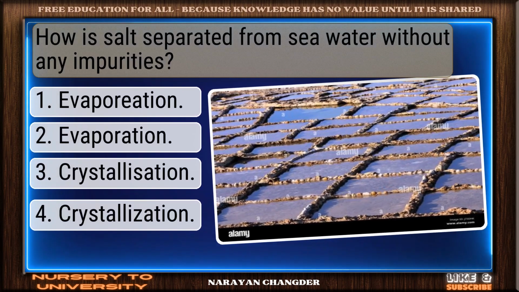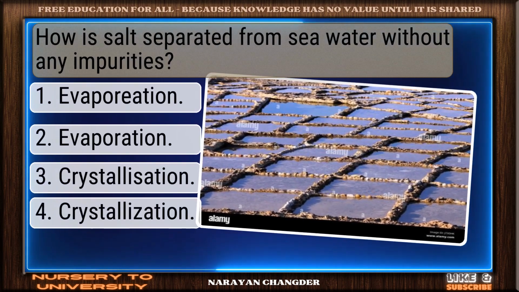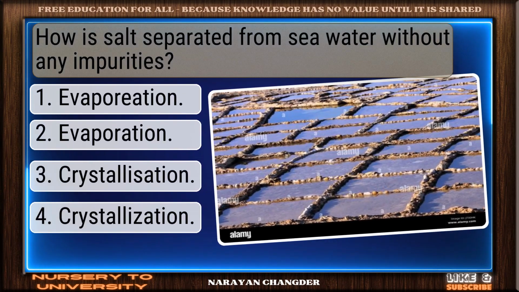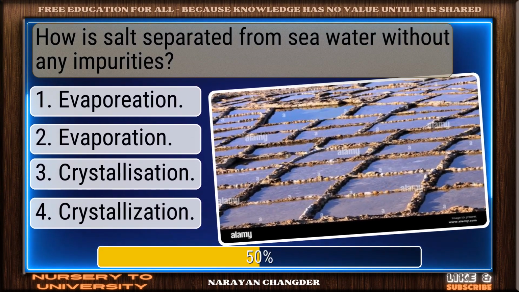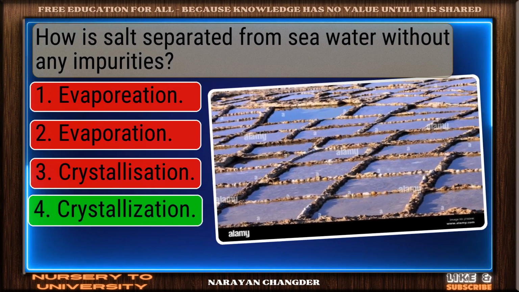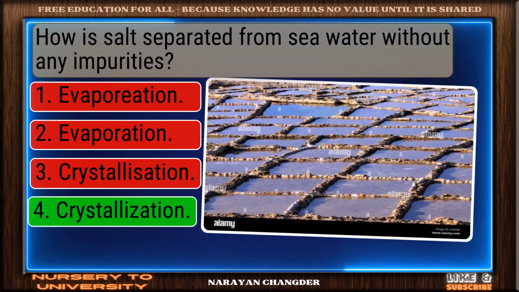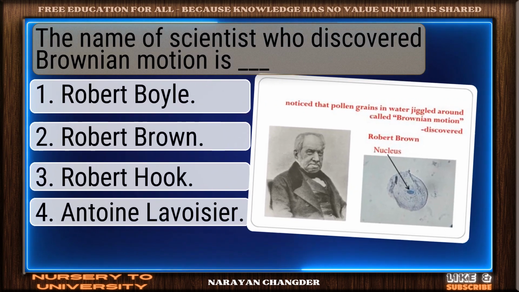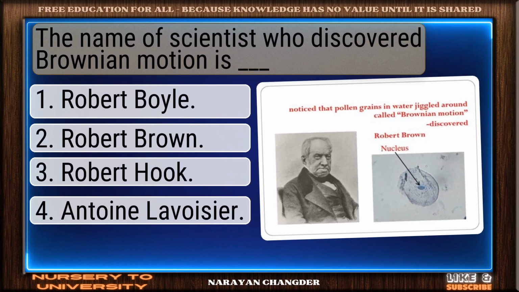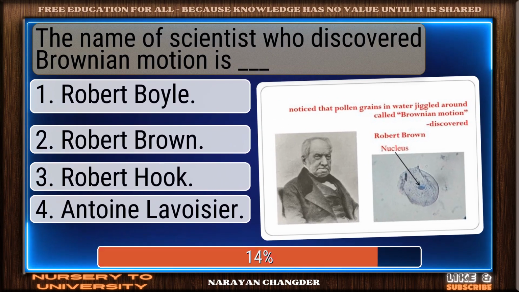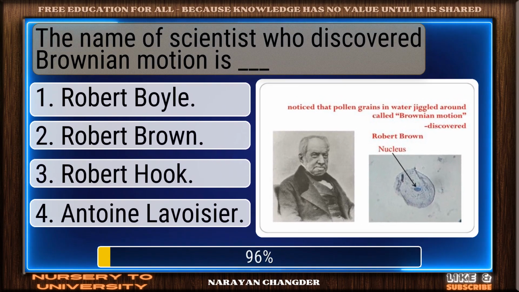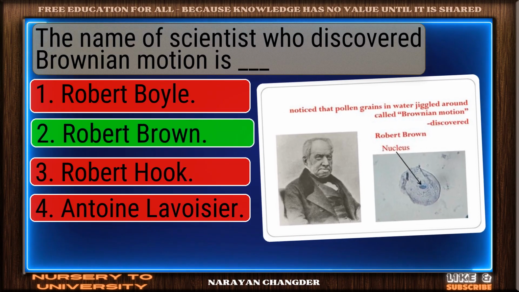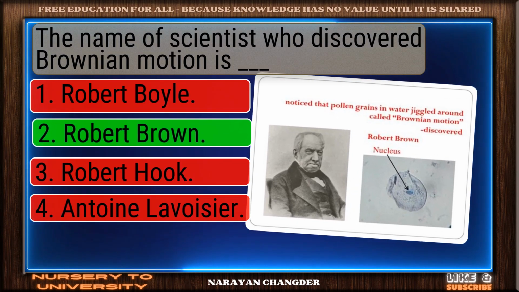Question number 136. How is salt separated from seawater without any impurities? Well done. Crystallization is the right choice. Question number 137. The name of scientist who discovered Brownian motion is dash. Solid response. Robert Brown is a valid choice.